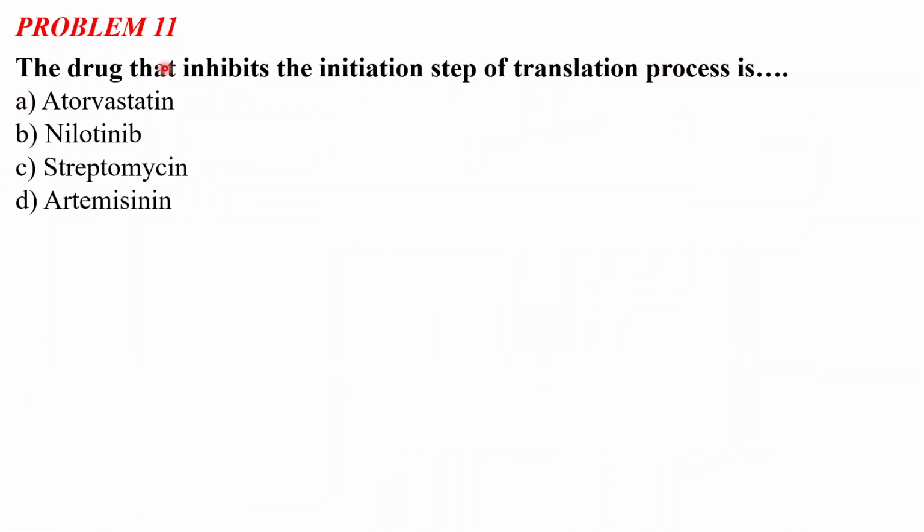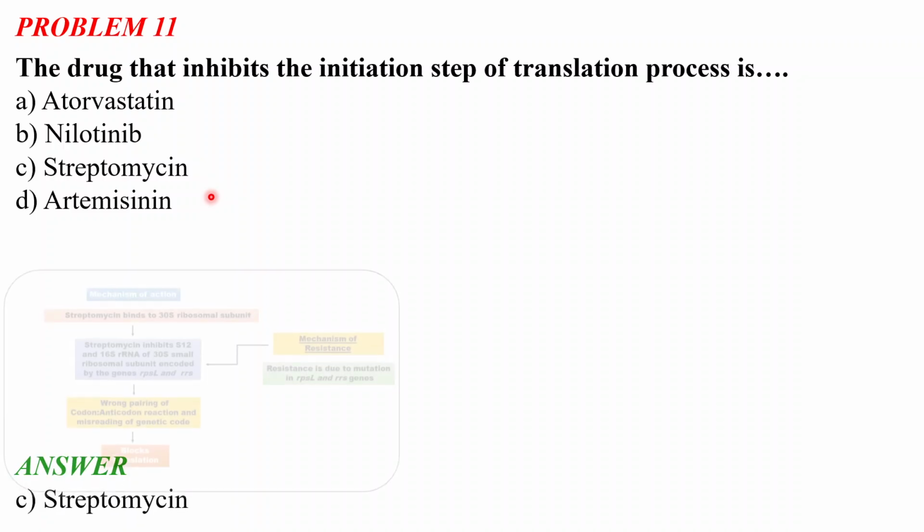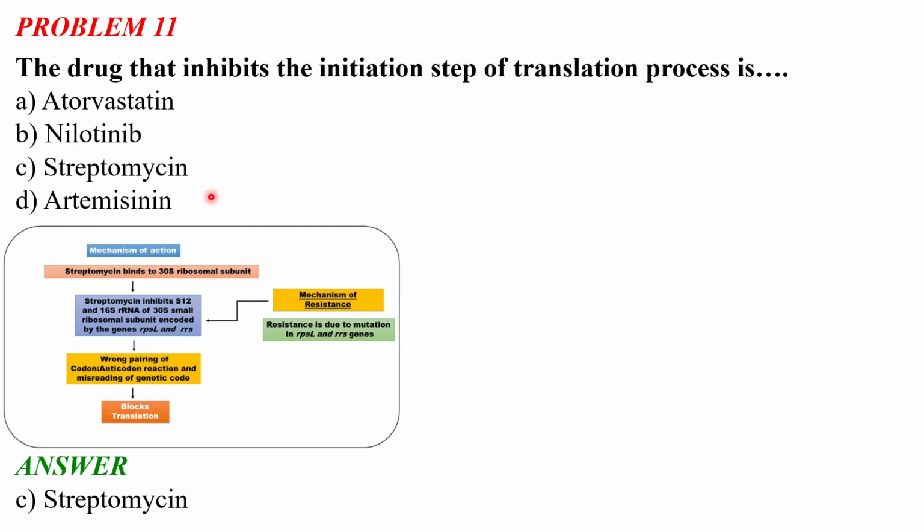So the drug that inhibits the initiation step of the translation process is number C, streptomycin. What is the mechanism of action of streptomycin? Streptomycin binds to the 30S ribosomal subunit. It inhibits the S12 protein and 16S rRNA of the 30S small ribosomal subunit, encoded by the genes RPSL and RRS. Wrong pairing of the codon-anticodon reaction and misreading of the genetic code blocks the translation process.